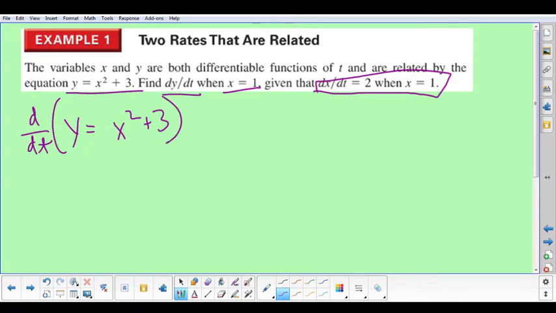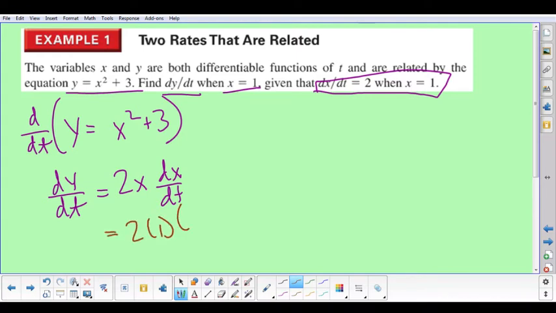Differentiating y is going to be 1 times dy/dt, or just dy/dt, equals 2x dx/dt plus 3, and a differentiated constant is just 0, so that goes away. Cool, I got my function. Now I want to substitute things in. I want to solve for dy/dt, and my x is going to be 1, and dx/dt is going to be 2. So what we'll get is 2 times 1 times 2, which will be 4. So dy/dt equals 4.